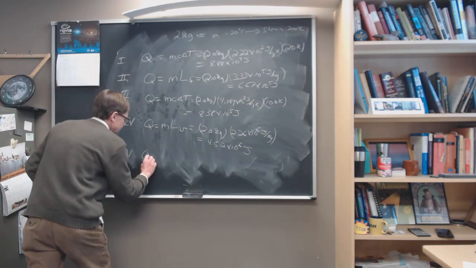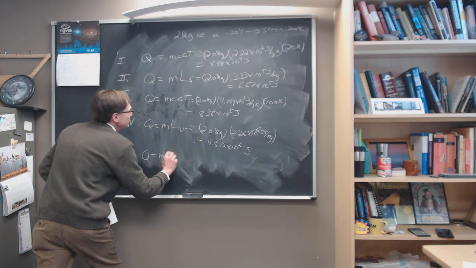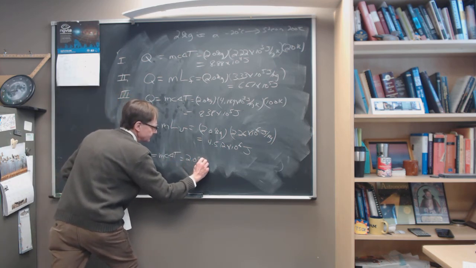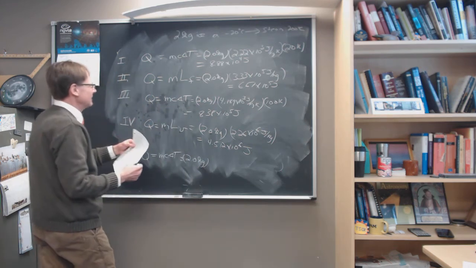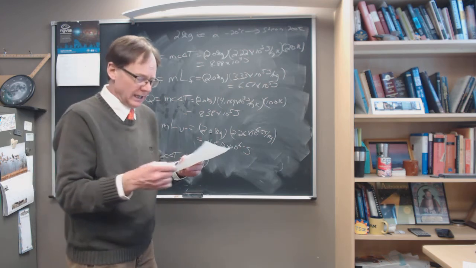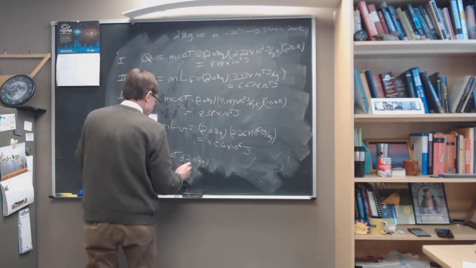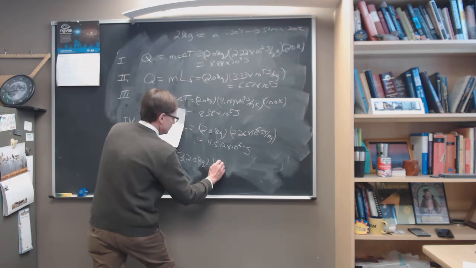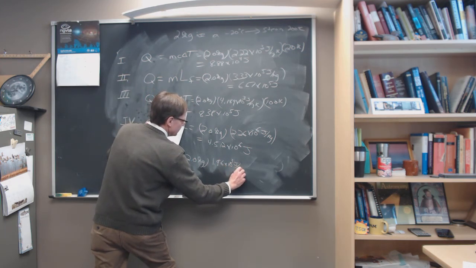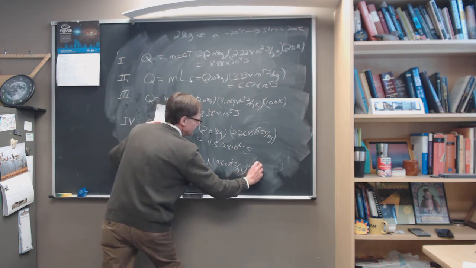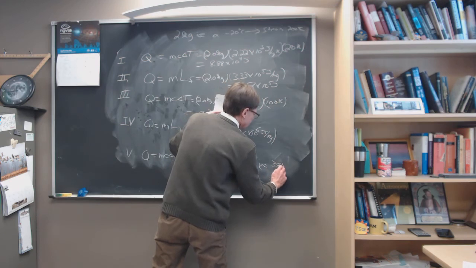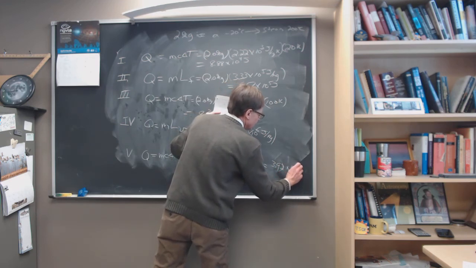So we go back to Q equals mc delta T. And now it's still 2 kilograms. Delta T is 100, but now it's the specific heat of steam, of gaseous water, not liquid or solid water, and that's 1.96 times 10 to the 3 joules per kilogram Kelvin times 100 Kelvin. Looks to me like it's going to be 3.92 times 10 to the 5 joules.